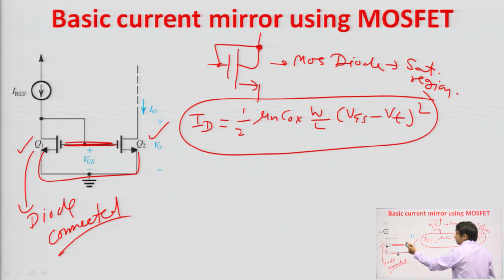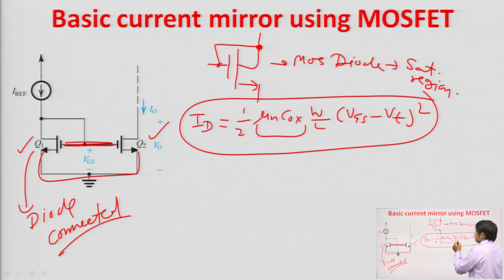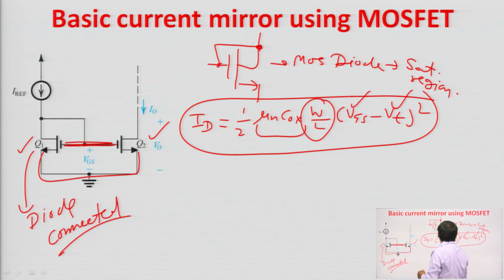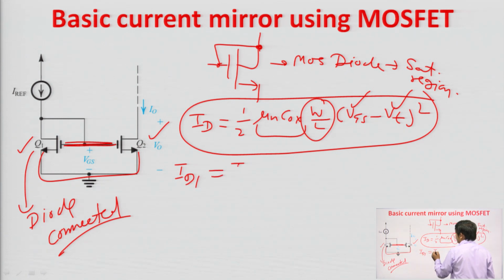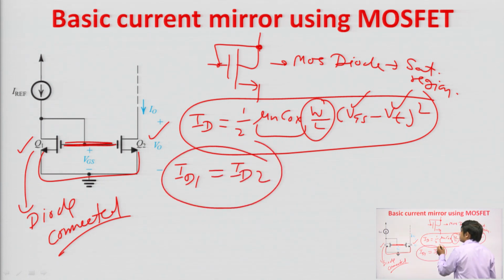Now, see, Q1 and Q2 are matched transistors. Matched means mu n COX will be the same, W/L will be the same, VT will be the same, and VGS is of course the same, because the gate and source are shorted. Fine. So, if the VGS is the same, you can see that the drain current of Q1 will be equal to the drain current of Q2. It means that the output current is equal to the input current.